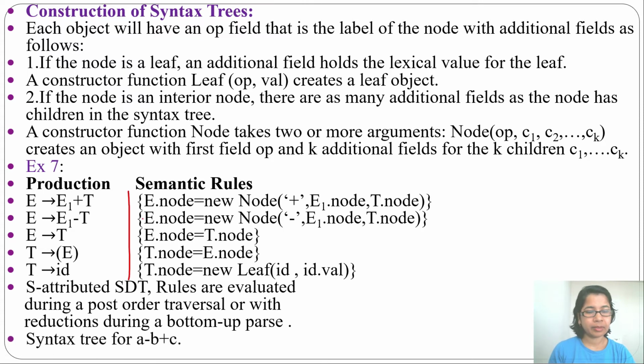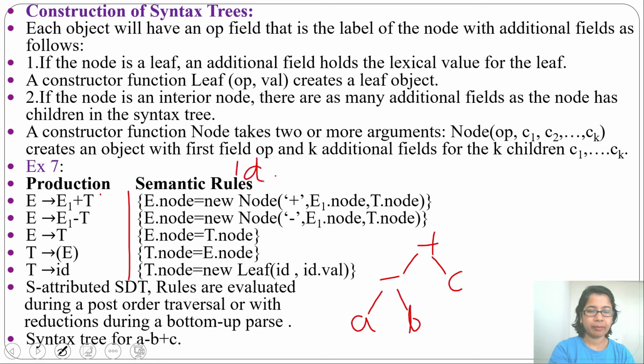Let's take an example: A minus B plus C. We need to create a syntax tree for this A minus B plus C. So how will we create the syntax tree? There will be A, B with minus, then plus C. So we need to create a syntax tree like this. Let me first derive this from the grammar. I will derive ID minus ID plus ID. For the first ID the lexical value will be A, for the second ID the lexical value will be B, and for the third ID the lexical value will be C.